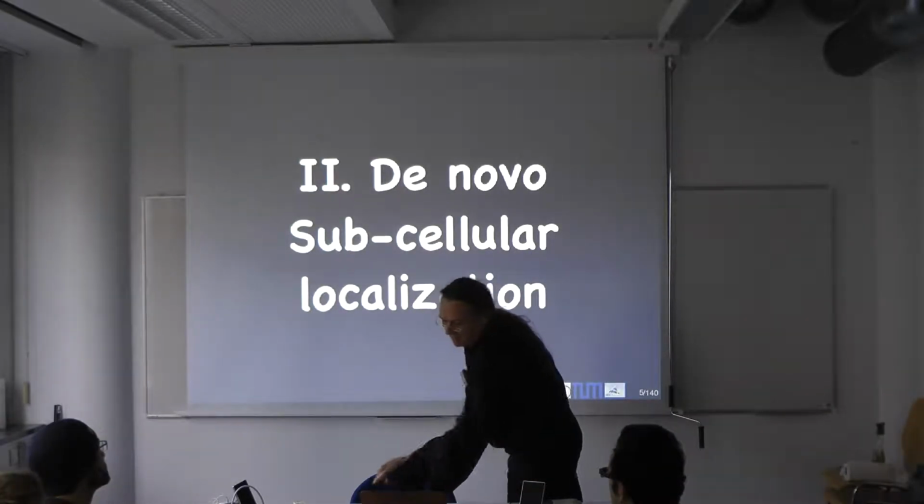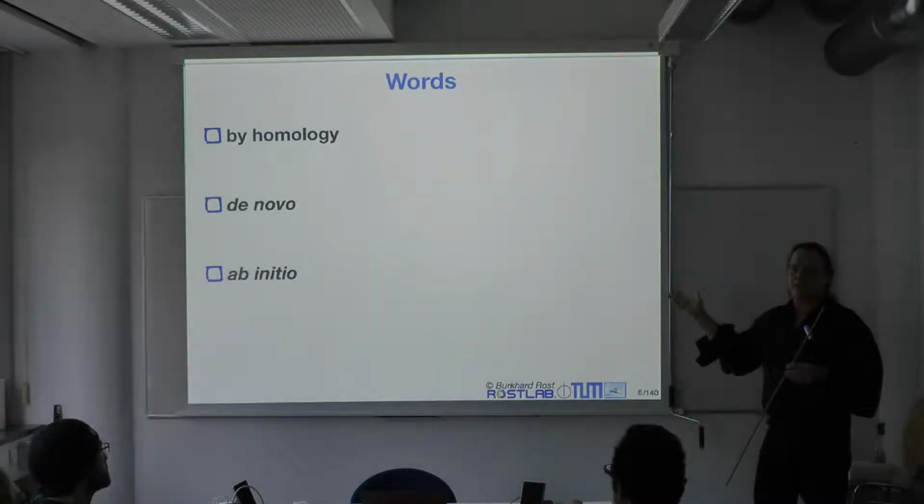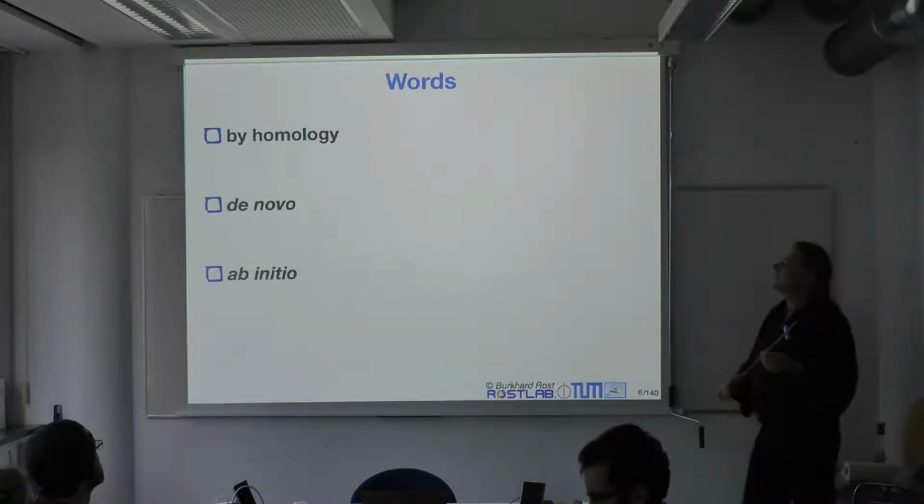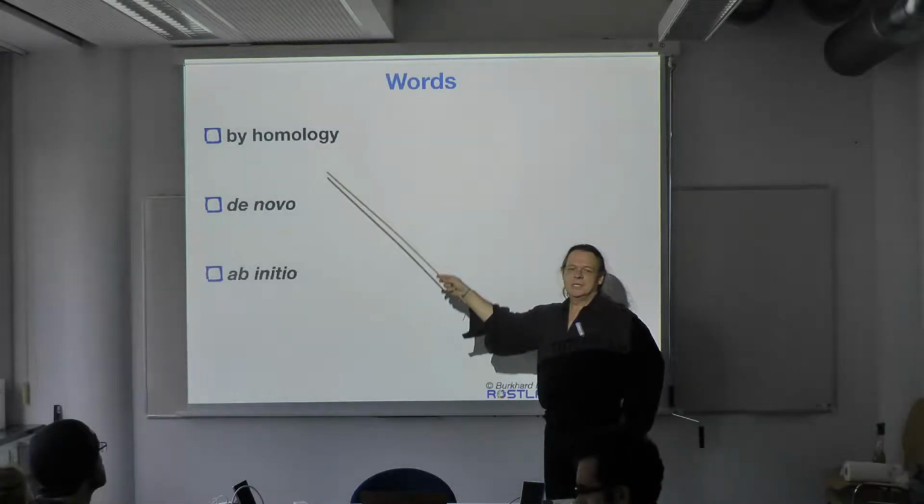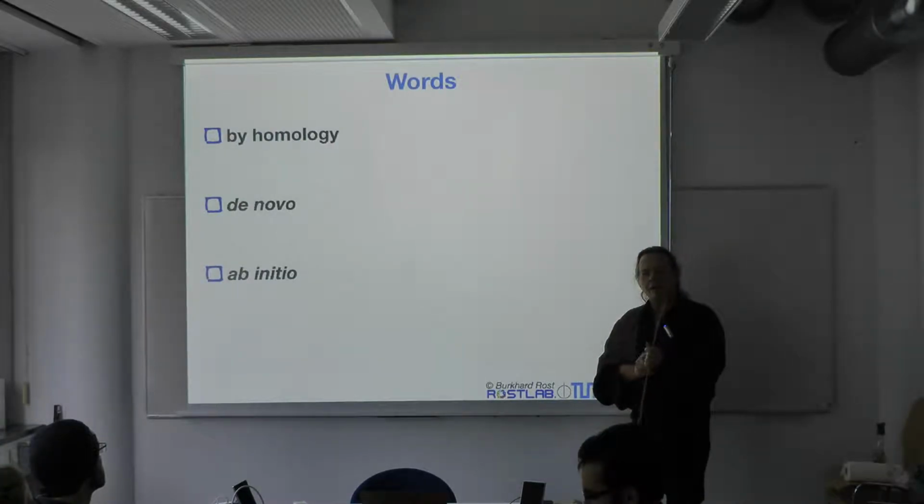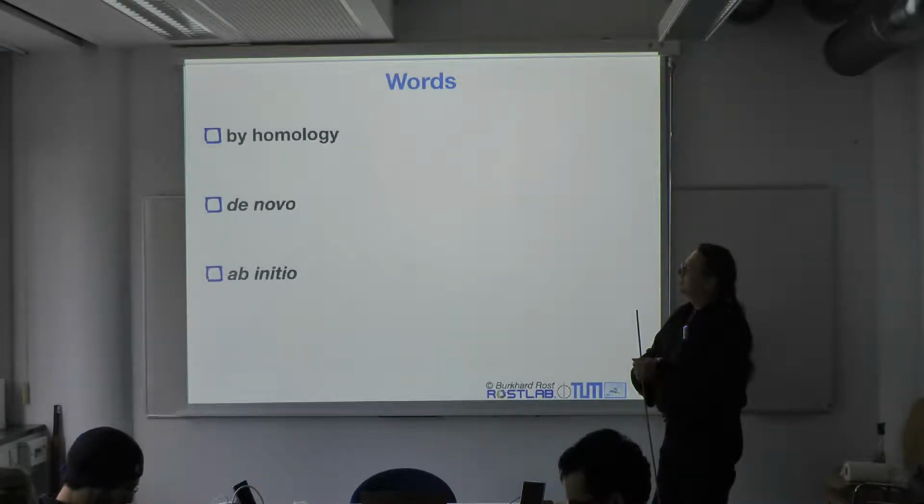So let's begin with the terminology. By homology, I explained. So the idea that to infer any aspect of function by homology means ultimately back to the roots, the evolutionary relation. The assumption is that we can infer similarity in function from similarity in sequence because proteins are related. They evolved from common ancestors, and that's in the root of the term homolog.